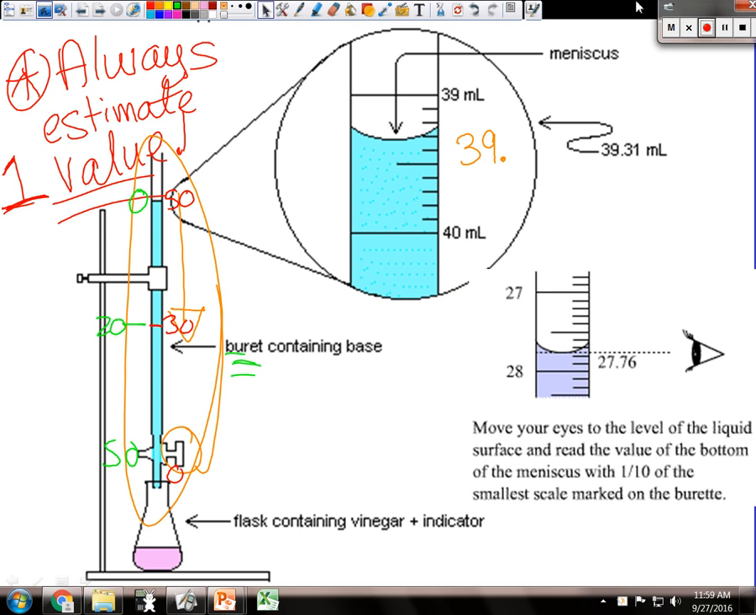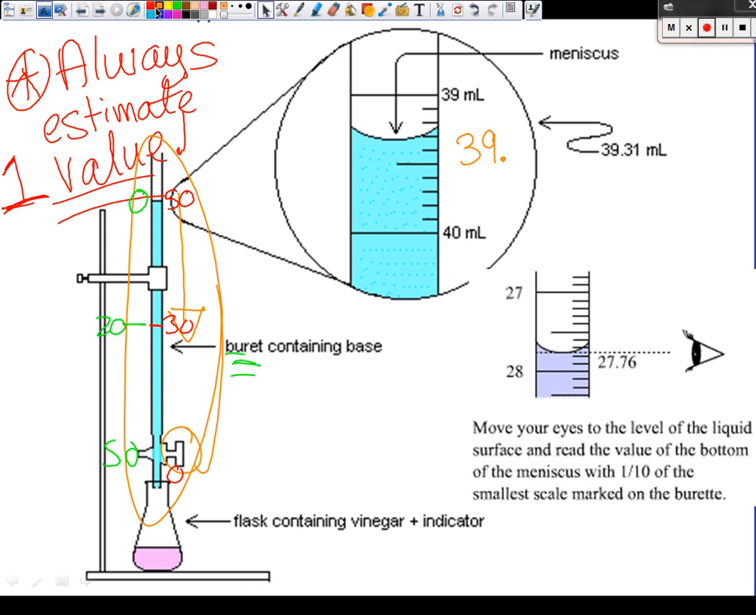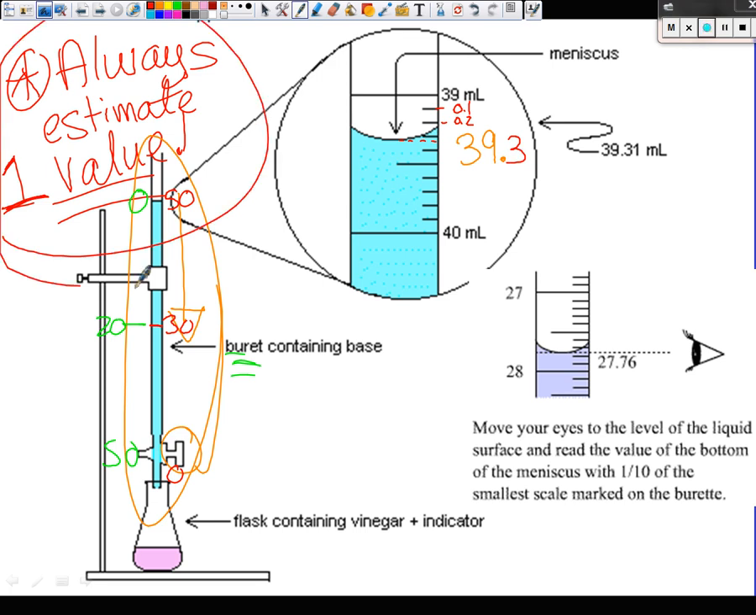So when we look right here, what does each line represent? How much of a value? Each line represents at least 1/10, 0.1, 0.2, so it's 39 point something. So then we need to look and see where it goes. So it's at least 39 point what? 3. It's at least 39.3, and that's where this thing comes into play. There's no more lines to determine exactly how much is present. So that's when you estimate one value.